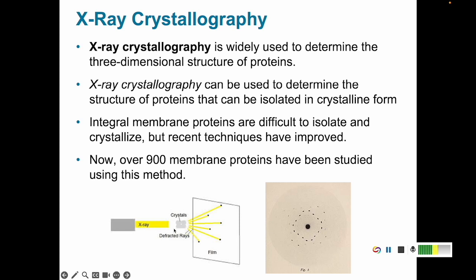You form a crystal, you shine an X-ray through it, and that crystal will diffract those X-rays, and you come up with a sort of shadow band picture. And this is not something that I would be able to deduce myself, but that then tells you what the three-dimensional structure of that protein is.